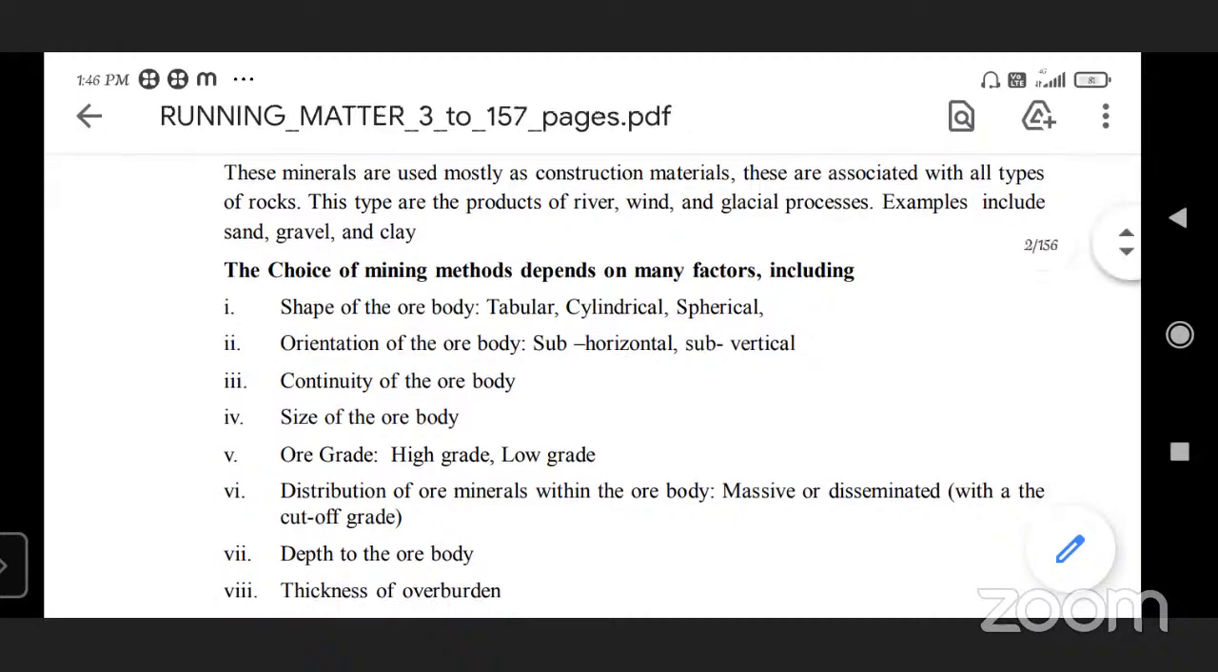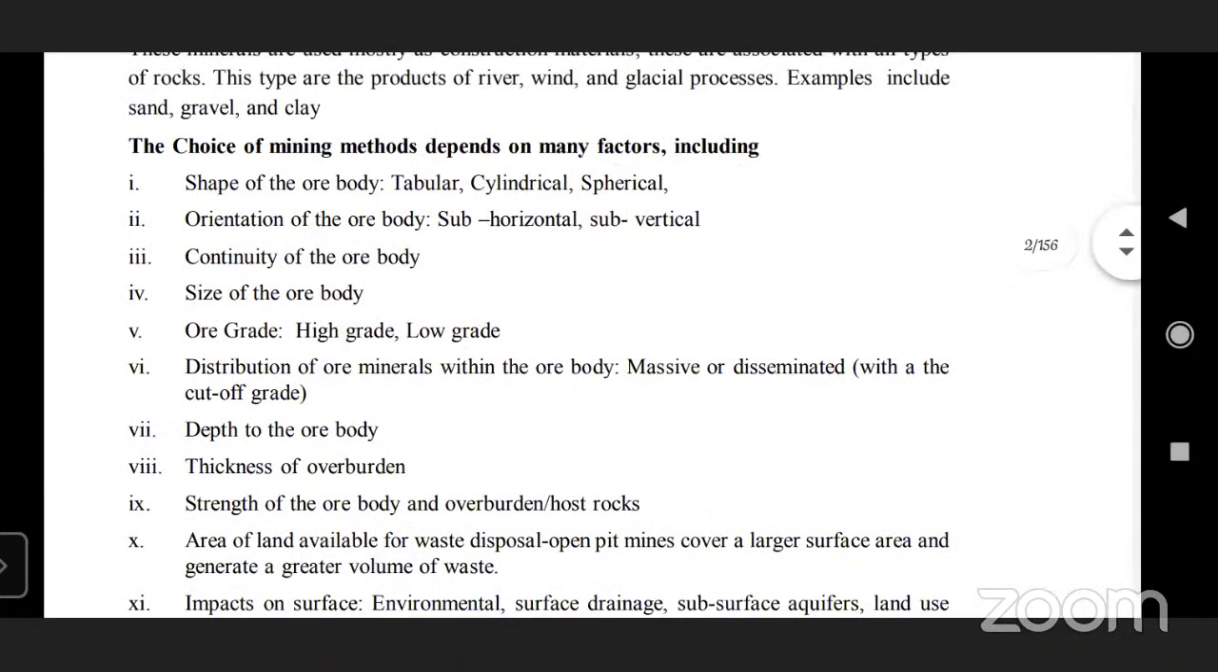Massive means a huge body of material, and disseminated means the minerals are scattered, spreading throughout the rock. So is it massive or disseminated?